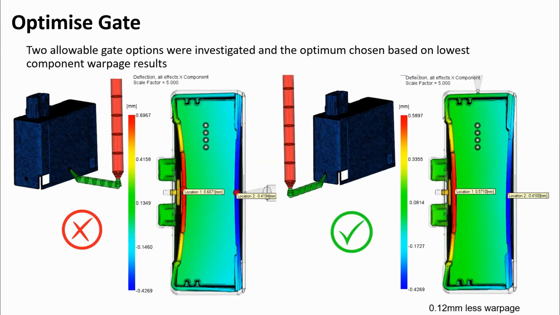So 2 allowable gate locations were investigated here. On the left, we had on the longer side of the component a central subgate. This led to about, let's say, 1.3 mil warpage in that x-axis, so the box was closing in. Then with a gate on the side of the part, we reduced this slightly, about 0.12 mil less warpage. So this was the decision around why we decided to use this gate.